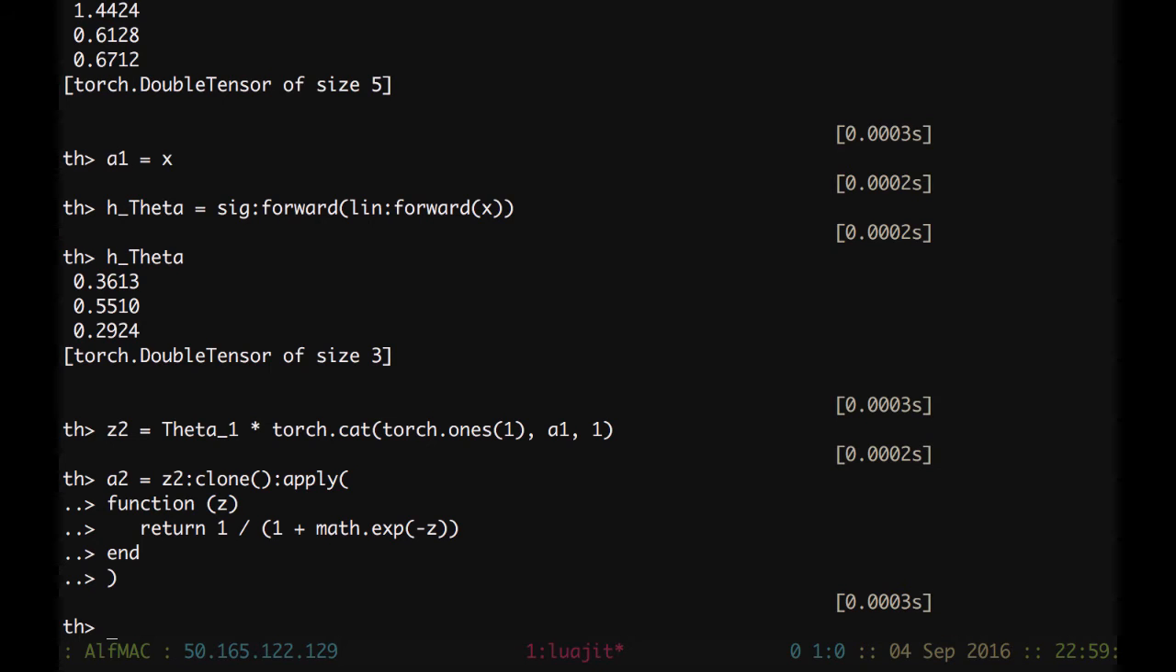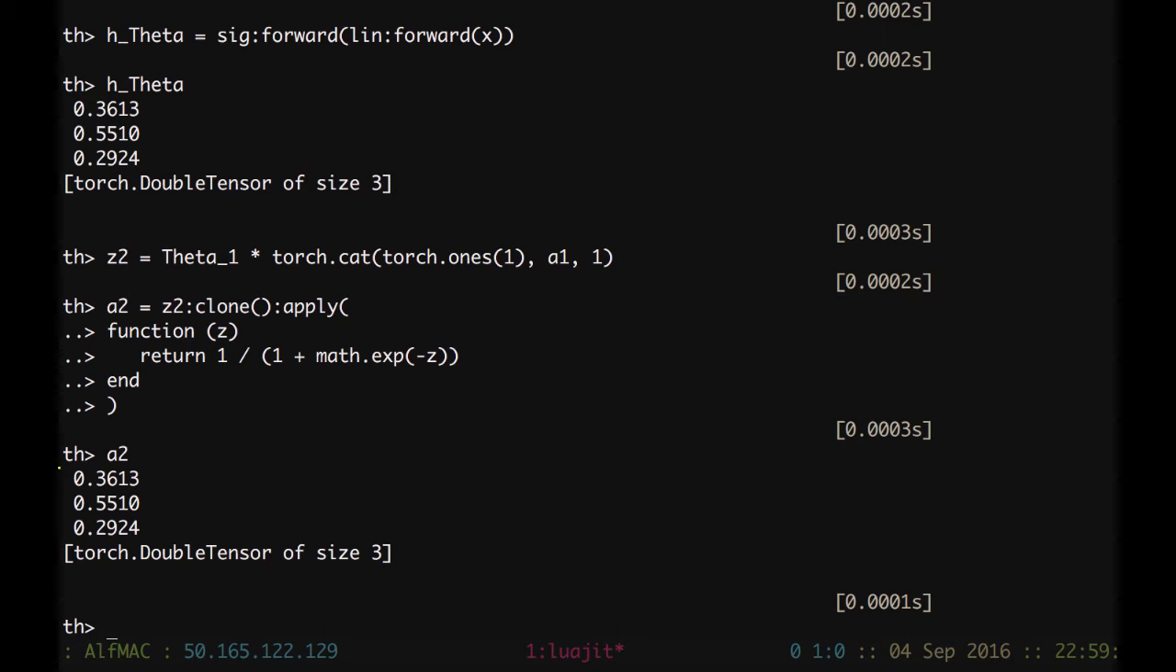And let's see our output A2. And there you go: 0.3613, 0.5510, and 0.2924. So we have just seen that our network is actually computing what we expect, what we have seen before in the theory.